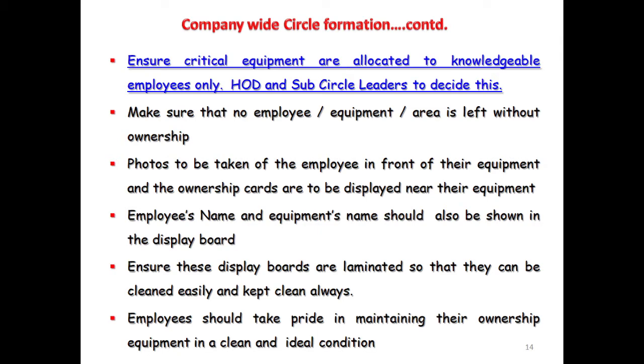near the equipment. Employee's name and equipment's name should also be shown in the display board. Ensure these display boards are laminated so they can be cleaned easily and kept always clean. Employees should take pride in maintaining the ownership equipment in a clean and ideal condition.